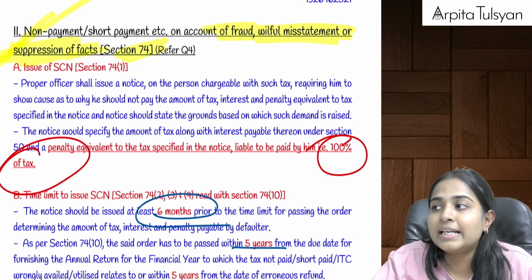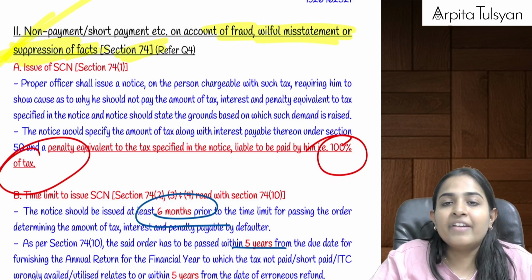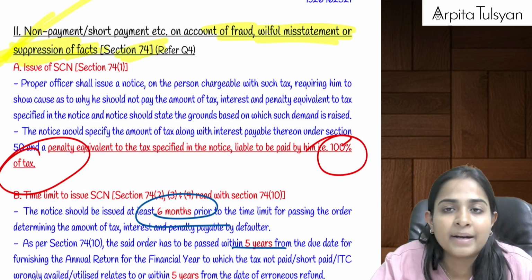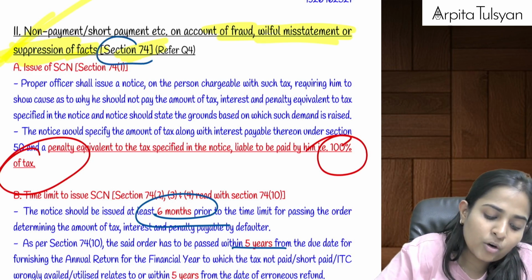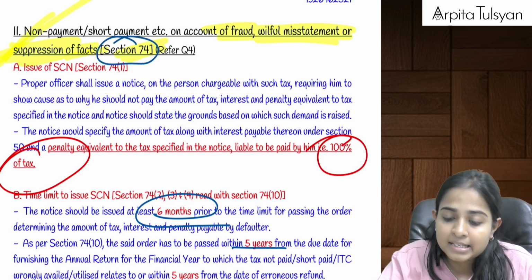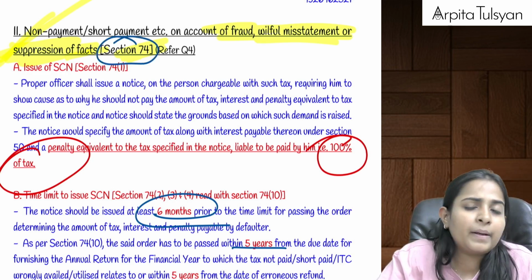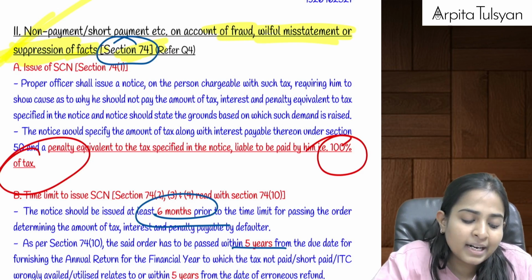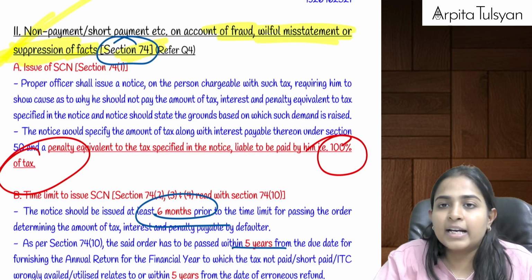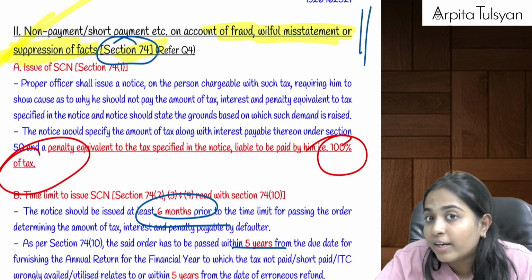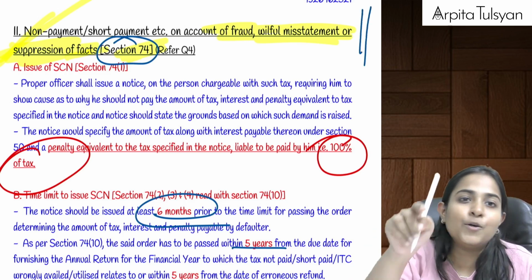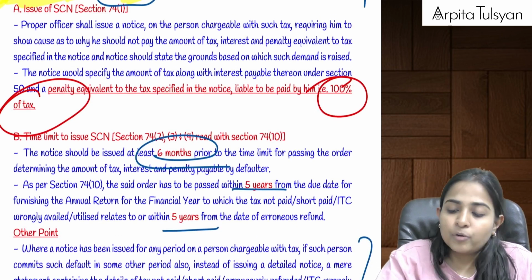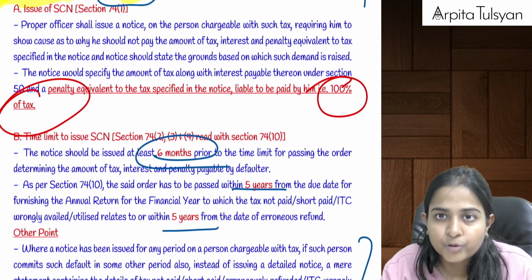Section 73 is for the normal cases, that is when there are any of those 5 circumstances, but not on account of fraud, misstatement and all those things. Now coming to section number 74, where they are telling us that you have done non-payment, short payment, etc., but on account of fraud, misstatement, suppression of facts, etc. So they are telling that this is a blunder that you are doing again, because you have fraudulently, purposefully done this. So in these cases, first of all, show cause notice will be issued.